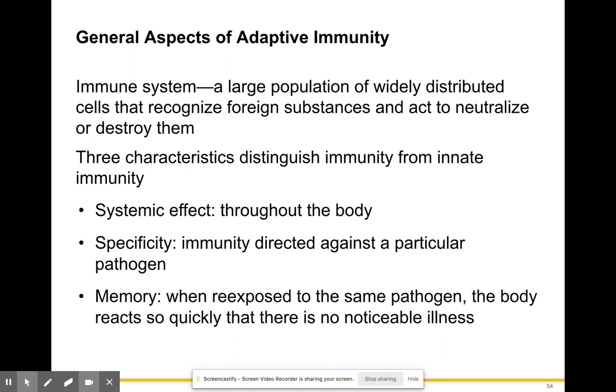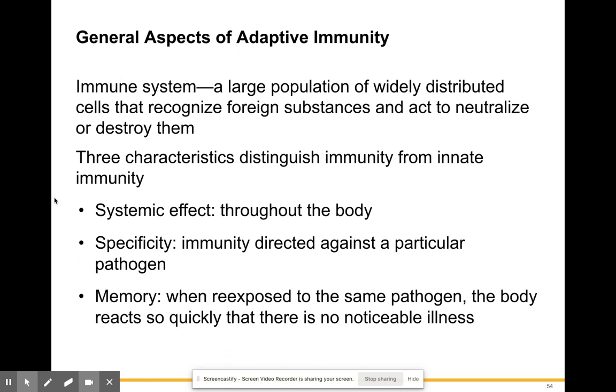There are three characteristics that distinguish your innate immune system from your adaptive. Number one is that it's a systemic effect. Remember I said earlier, I said global, okay? The correct term for around the entire body is systemic, right? When you have a systemic infection, that's an infection that's around your whole body. Okay, so your innate immune system is very localized. It's going to happen where the infection is occurring. The adaptive immunity is systemic, which means it travels throughout your body constantly.